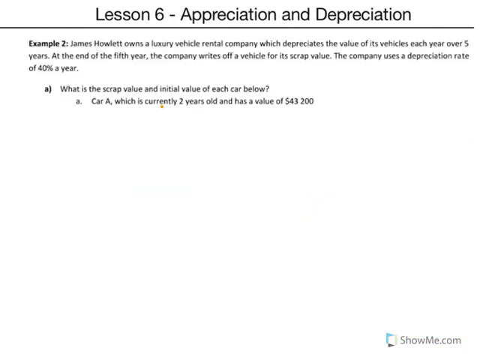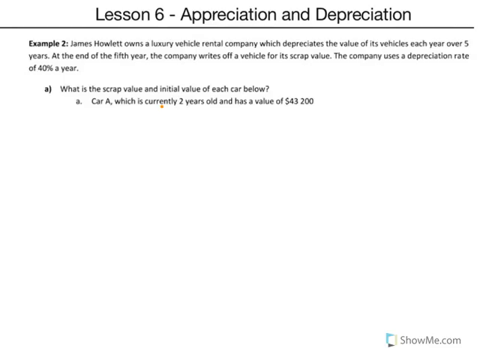Alright, example 2. James Howlett owns a luxury vehicle rental company, which depreciates the value of its vehicles each year over 5 years. At the end of the 5th year, the company writes off a vehicle for its scrap value. The company uses a depreciation rate of 40% per year. So we're going to figure out the scrap value and the initial value of each car below.